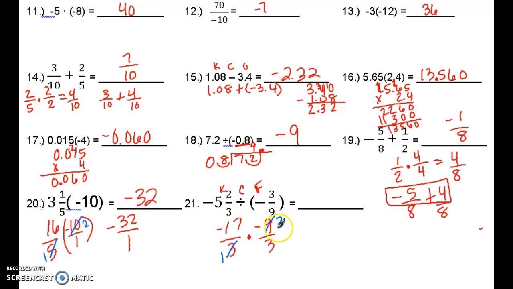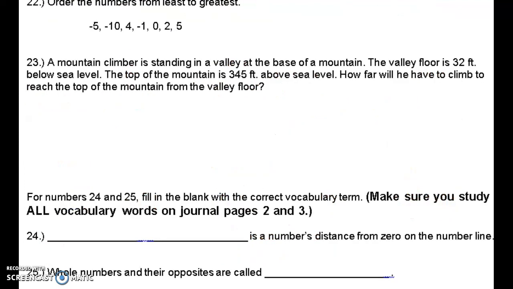But now I have 3 over 3, which will also simplify. 3 divided by 3 is 1. 3 divided by 3 is 1. Now I can multiply straight across. Negative 17 times negative 1 is 17. 1 times 1 is 1. And anything over 1 is just the numerator. It is 17.